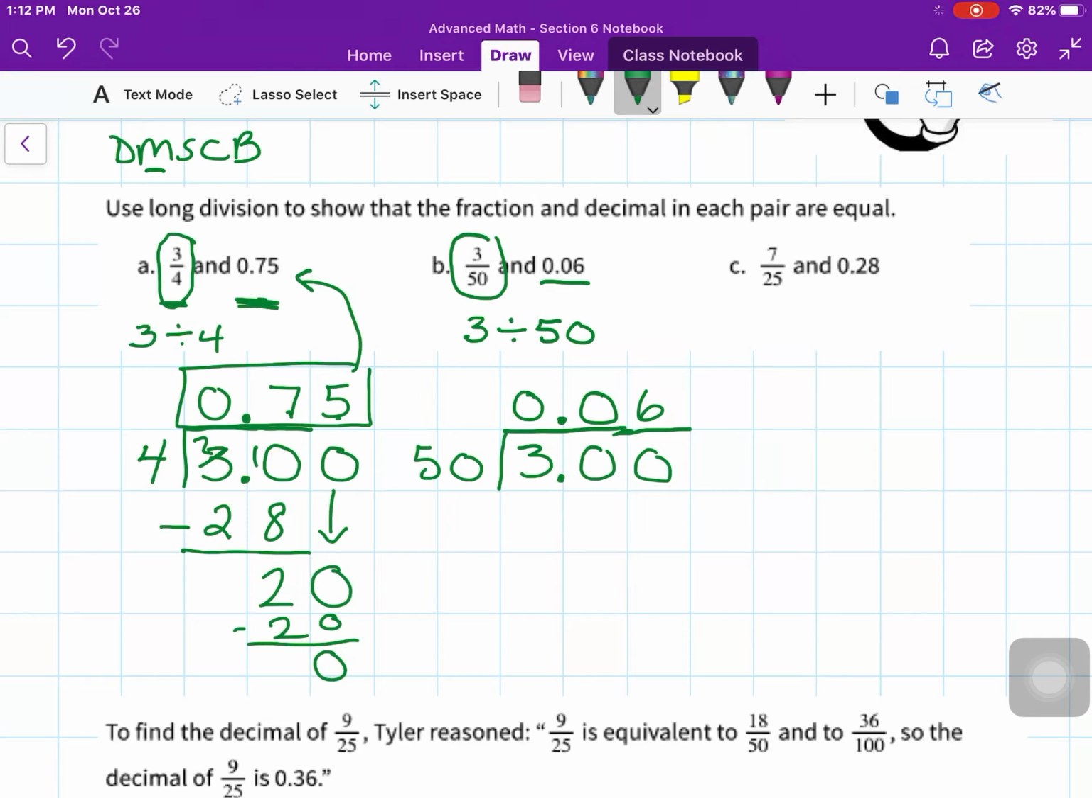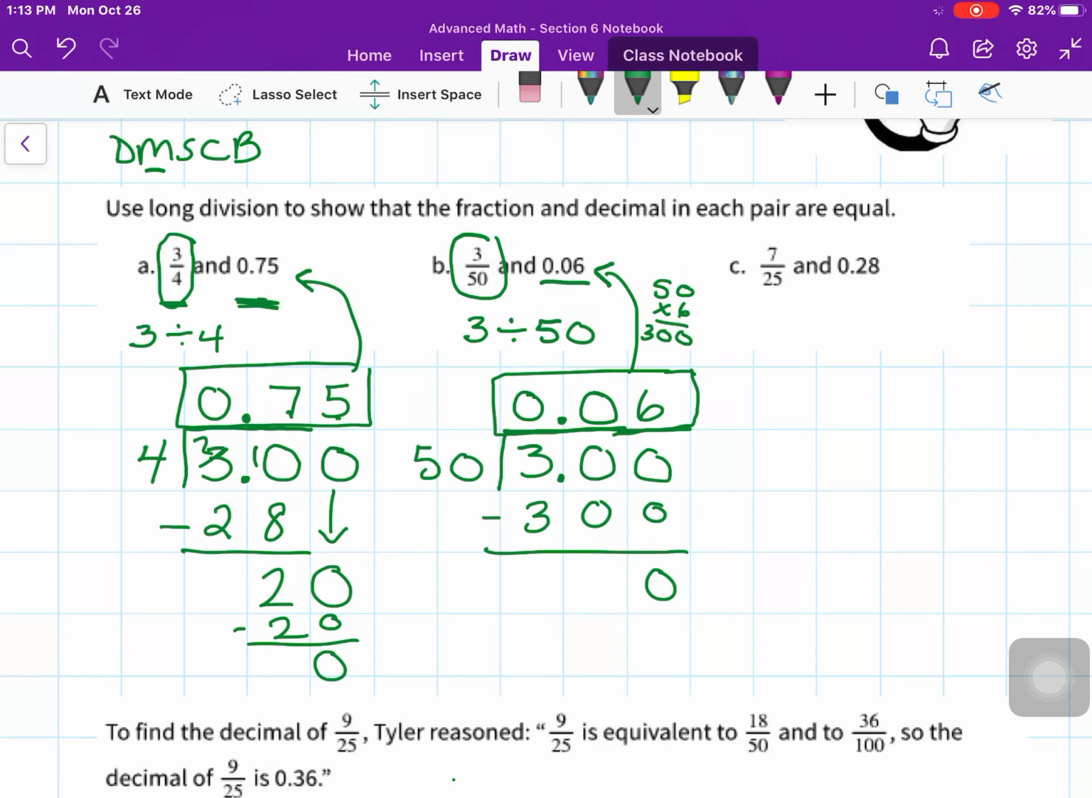I can also show my math work off to the side here and say 50 times 6 is 300. 6 times 50 is 300. I subtract and I end up with 0. So I've just proven that 3 divided by 50 is the same as 0 and 6 hundredths.